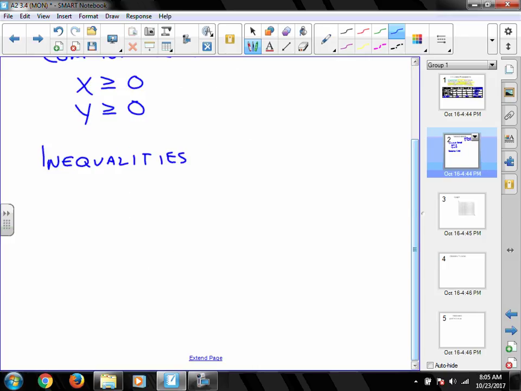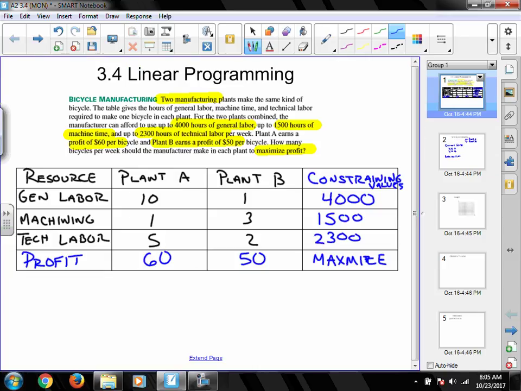Where I go for those is I go back to this table here. What's really nice about this is the way that I've set this table up, I can just read across my rows to find my inequalities. What I'm going to leave off is my profit, for the reason that that is going to come into our problem later. So we're not going to worry about that right now.